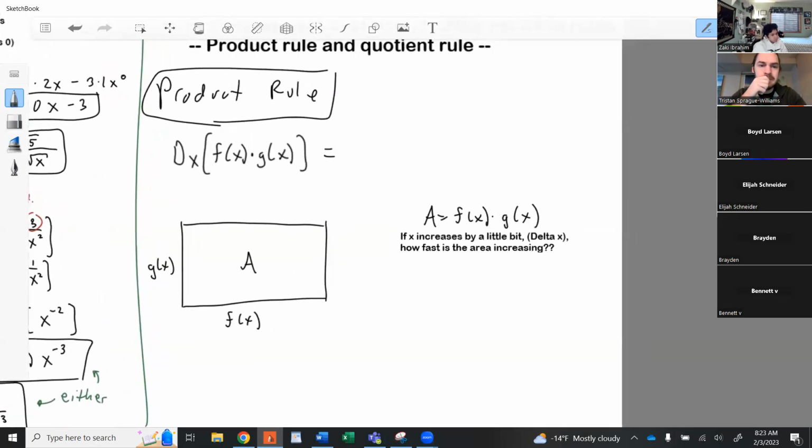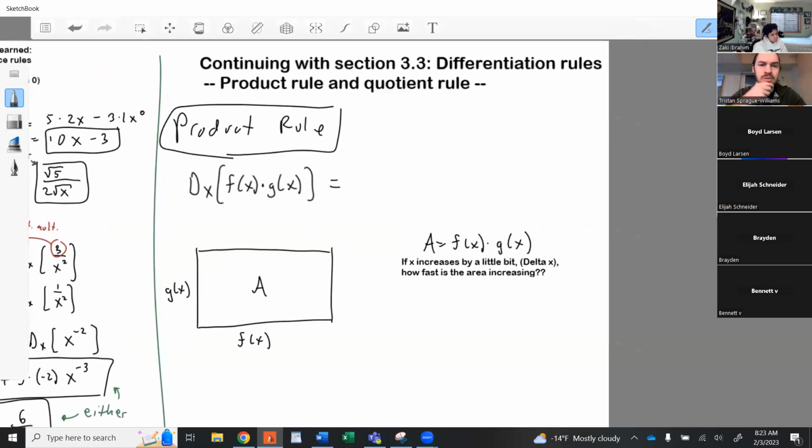Hang on. I don't know why my brain just hit a roadblock. Okay, so we want to know the rate of change in the product, right? We want to know the derivative of the product, the instantaneous rate of change in f of x times g of x.